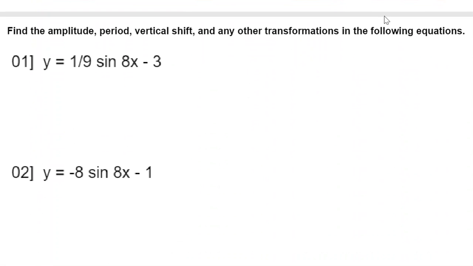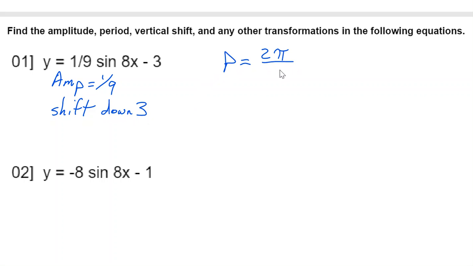All right. With the first set of problems, we are to identify all of the transformations that are involved in this. So we can look at the 1/9 and say that your amp is 1/9. And we're looking into the -3 and say that you are shifting down 3. And for the period, we're going to say 2π/8, which would be π/4. That is a mighty small period.